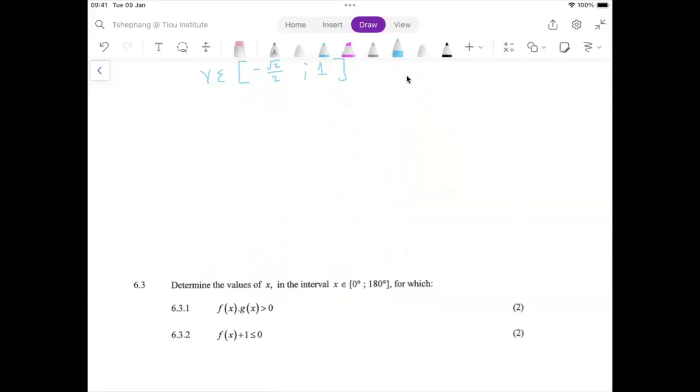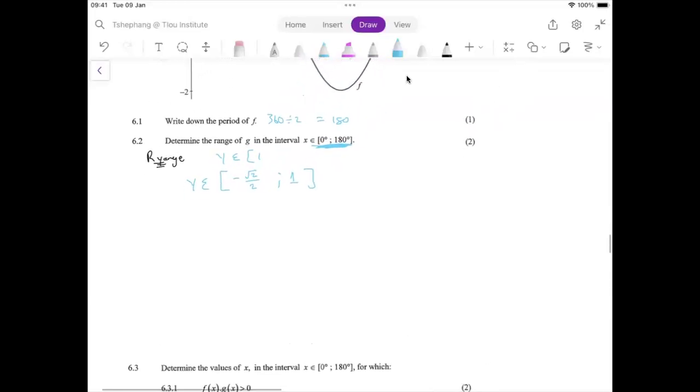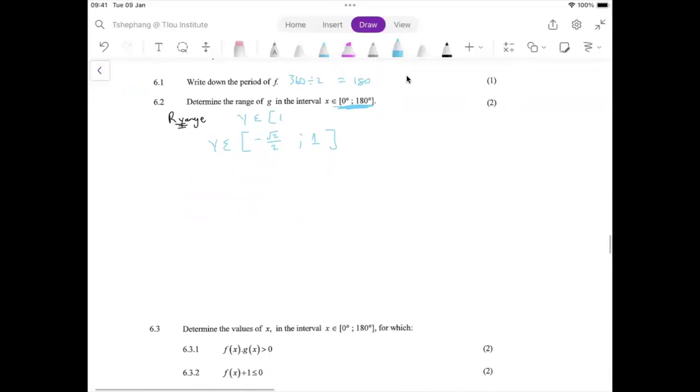Now, 6.3: determine the values of x in the very same interval for which f of x multiplied by g of x is greater than 0. If you multiply the two graphs, you are going to run into problems. This is an analysis question, meaning that you don't have to calculate. You just have to analyze the two graphs. For f of x multiplied by g of x to be greater than 0, it simply means that this one must be positive and that one must also be positive. Alternatively, they must both be negative because negative times negative will give you a positive.